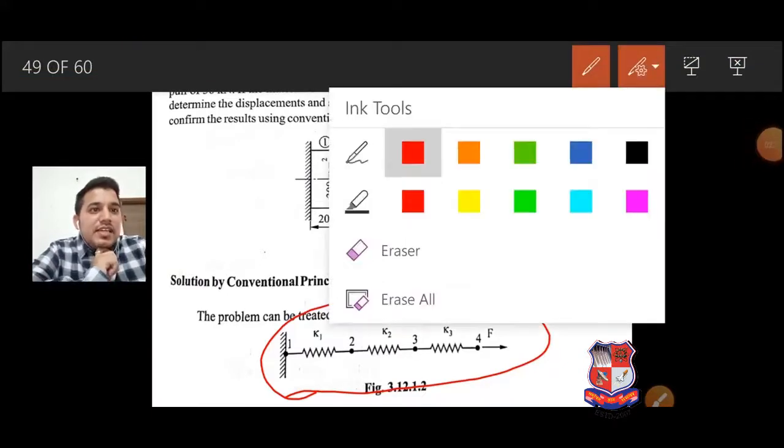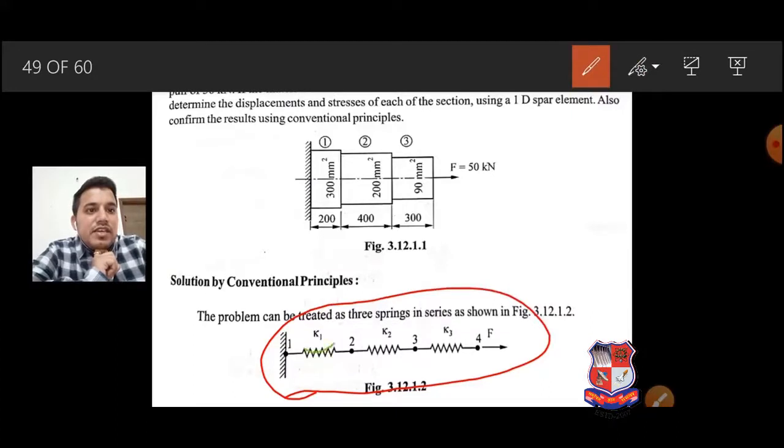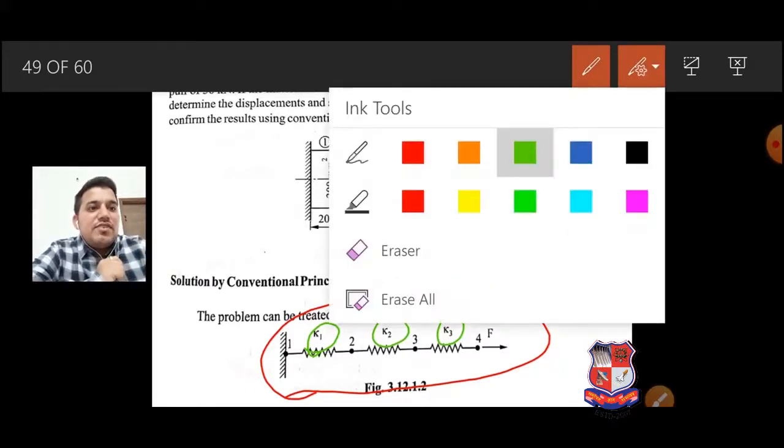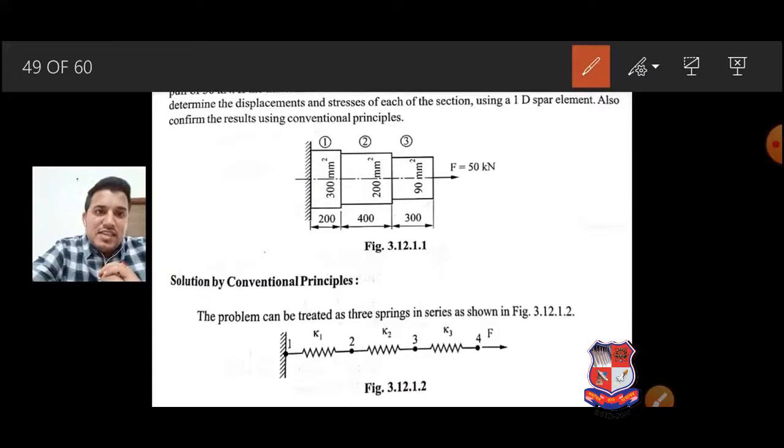Okay, and here you can observe that the stiffness is indicated in the same way as K1, K2 and K3, and F is there. So this is our standard element. This is the first step of our FEA, the discretization of the body. Here we have discretized the body in the form of springs, which is utilized for our example. So let's start with the detailing.